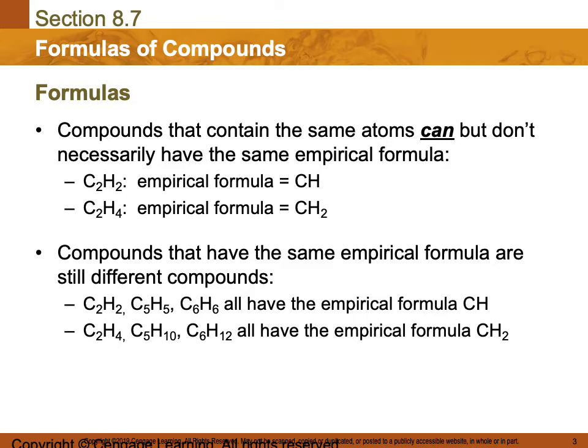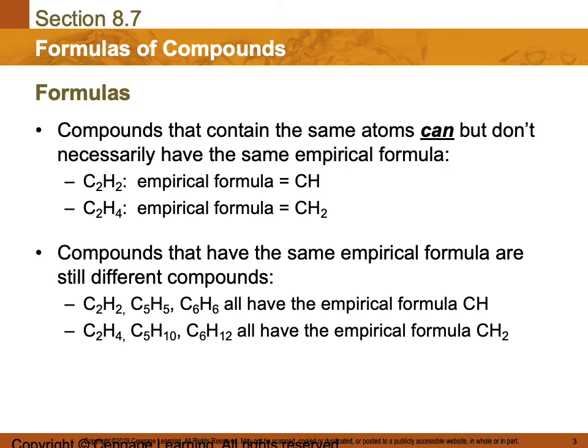So it turns out that you can have compounds that have the same types of atoms in them, but they don't necessarily have to have the same empirical formula. So for example, on the top, we see 2 hydrocarbons, C2H2 and C2H4. And these two compounds have different empirical formulas. The empirical formula for C2H2 is simply C1H1 or CH, because we can divide the two subscripts by 2 to get 1 and 1. The compound C2H4, we can also divide the two subscripts by 2, but in this case, C2, 2 divided by 2 equals 1, and H4, 4 divided by 2 equals 2. So the empirical formula for that compound is CH2.